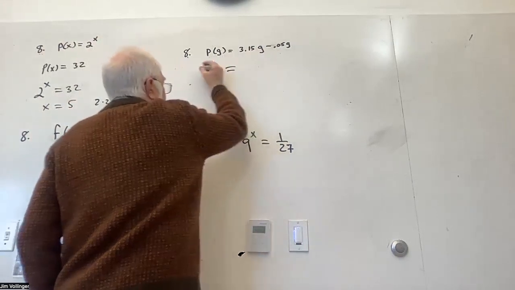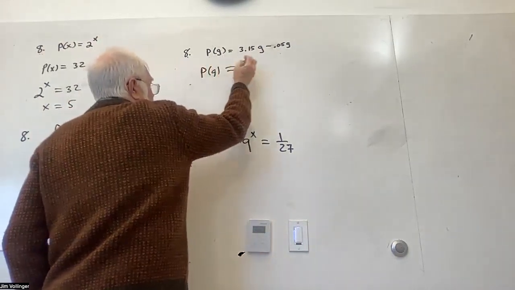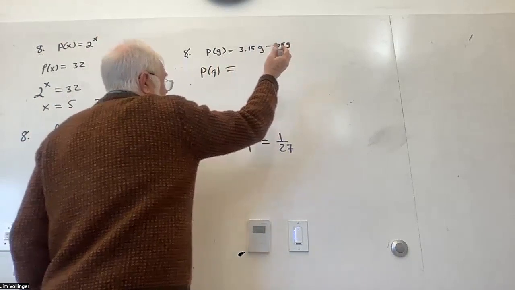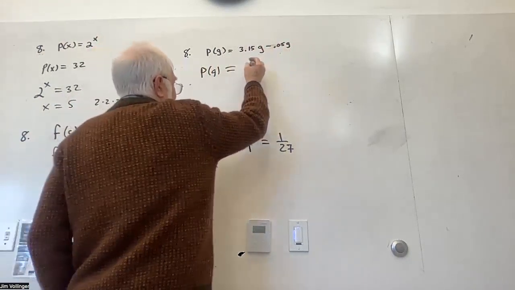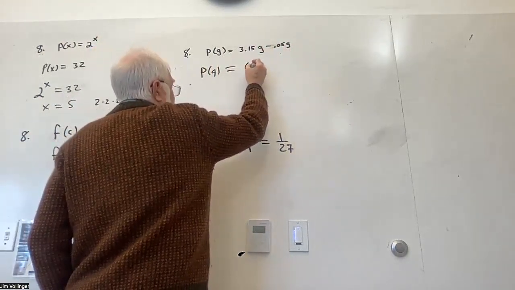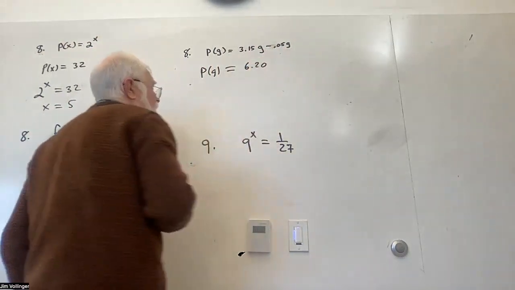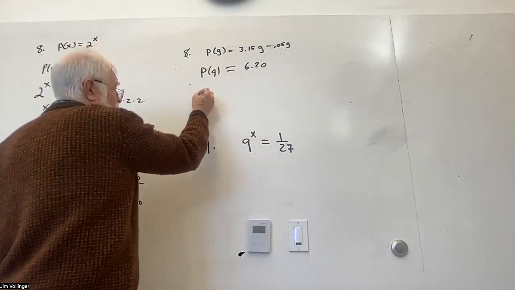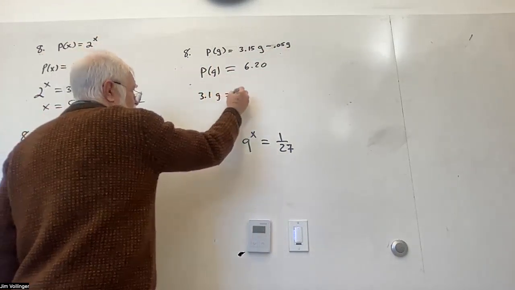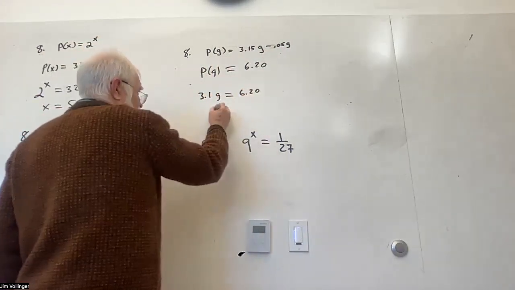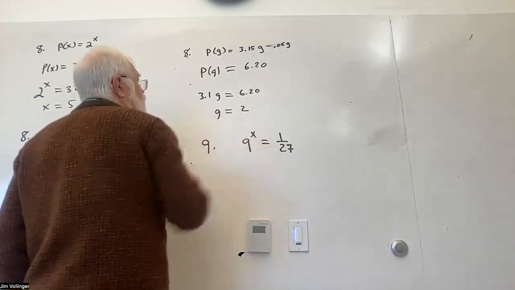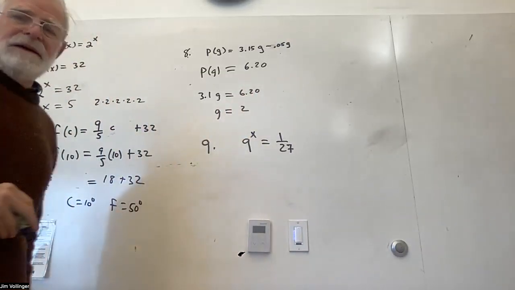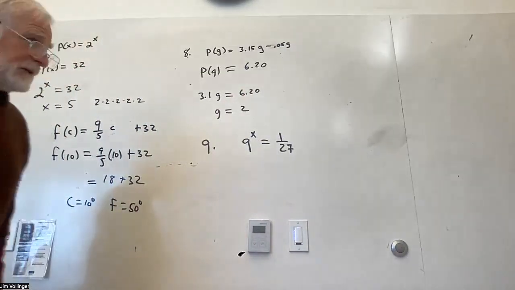So P of G equals, now I've got to think a little bit. How about that? So I don't have to think so much. 6.20. All right, so now I've got to solve this, simplifying it. 3.1 G equals 6.20. I hope you can see G equals 2. So 2 gallons of gas is going to cost me $6.20.